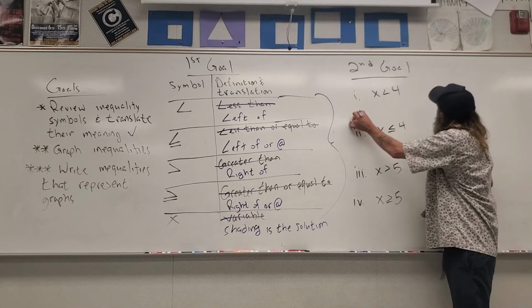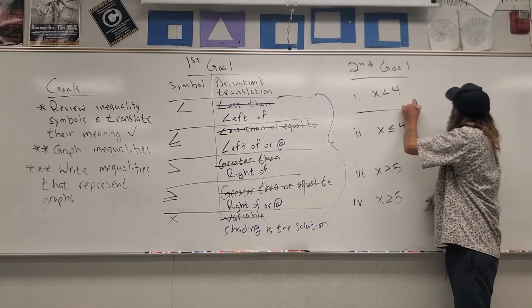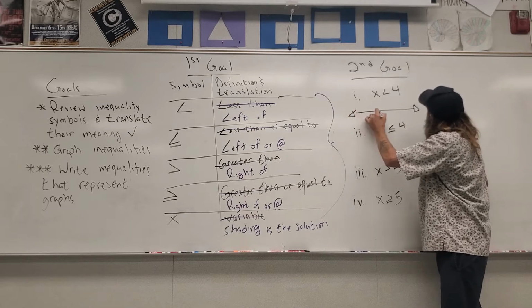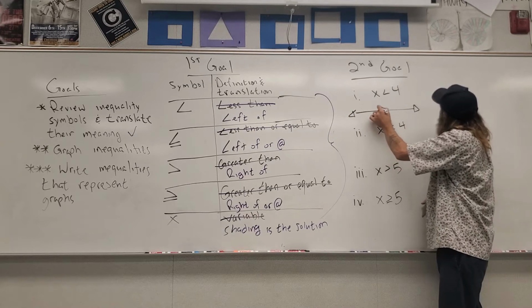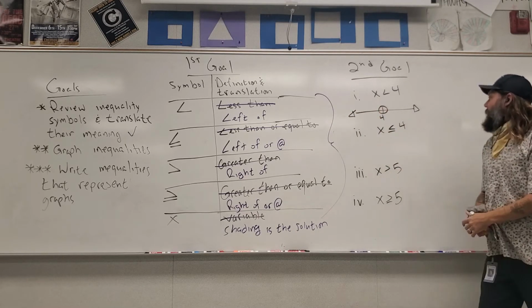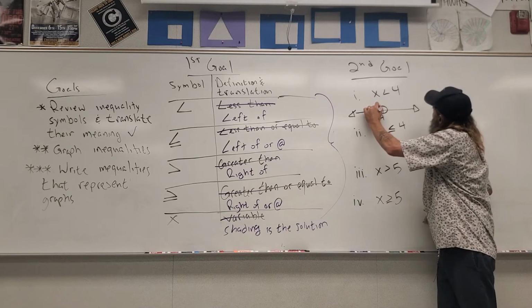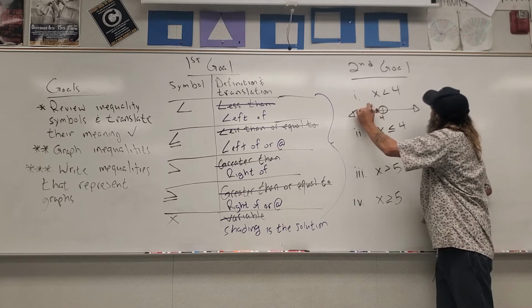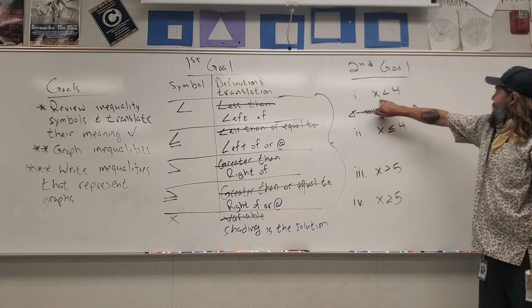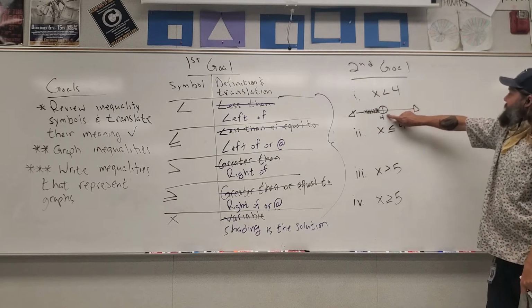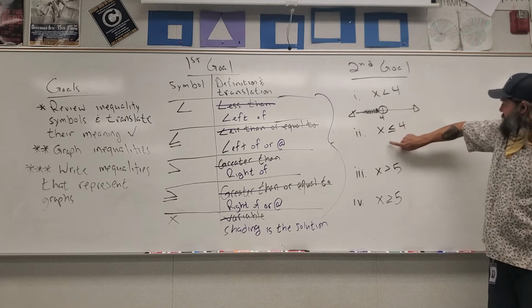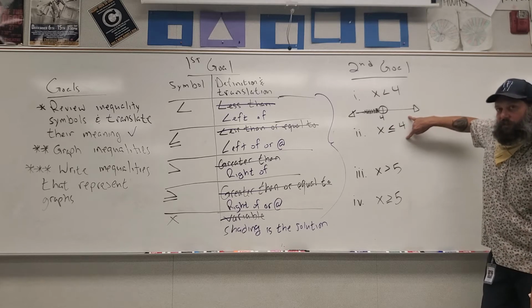Okay, so what I'm going to do to graph this is I'm going to put a 4 here. I'm going to put an open circle, and I'm going to shade to the left. Okay, because again, this is saying that the shading is left of 4. I didn't shade in this circle. I'm going to graph this one and I'm going to explain the difference here.